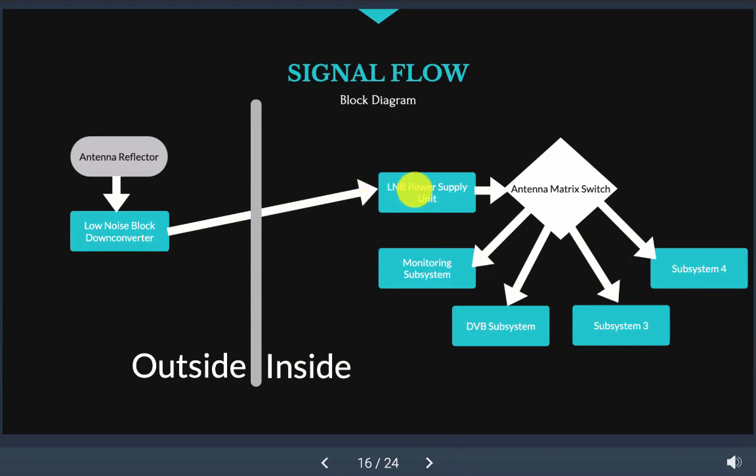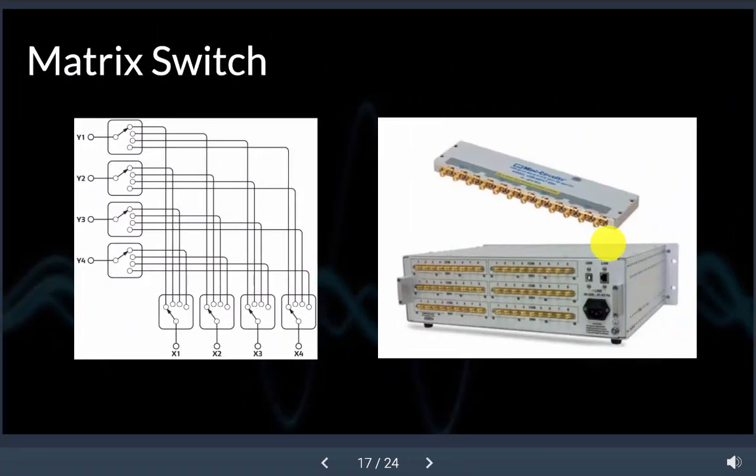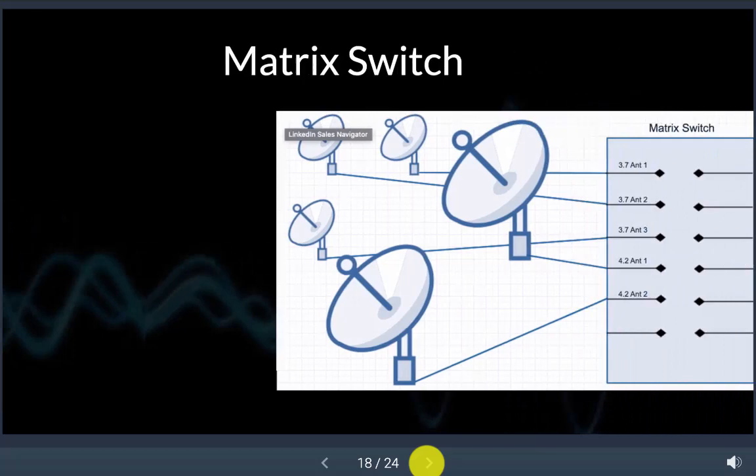So now we just crossed the line from the LMB power supply unit to the matrix switch. The matrix switch is going to allow you to select which subsystem your RF signals are going to go to, or it can go to multiple ones. So this is just a look at the back panel of an RF matrix switch. The RF matrix switch has a lot of inputs and a lot of outputs, and all you're really doing is selecting what input you want to come into what output you want it to go to, if any at all, or none.